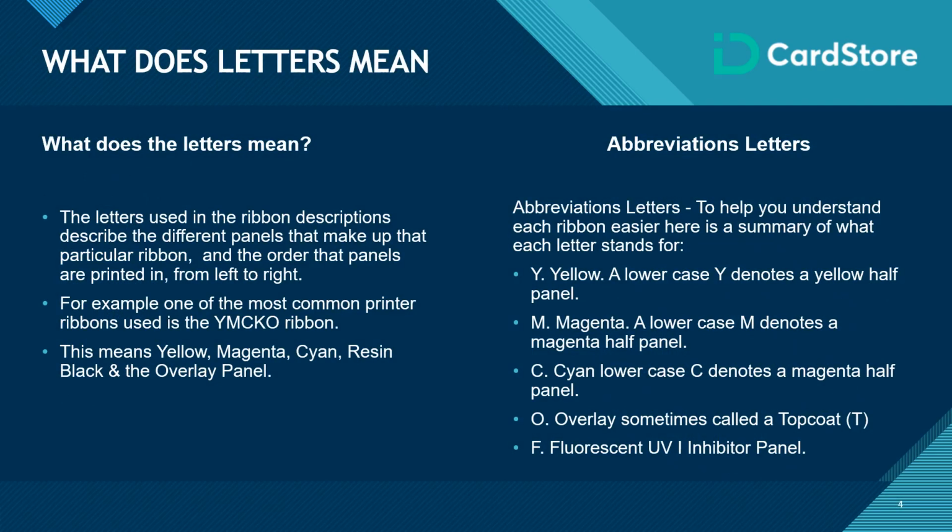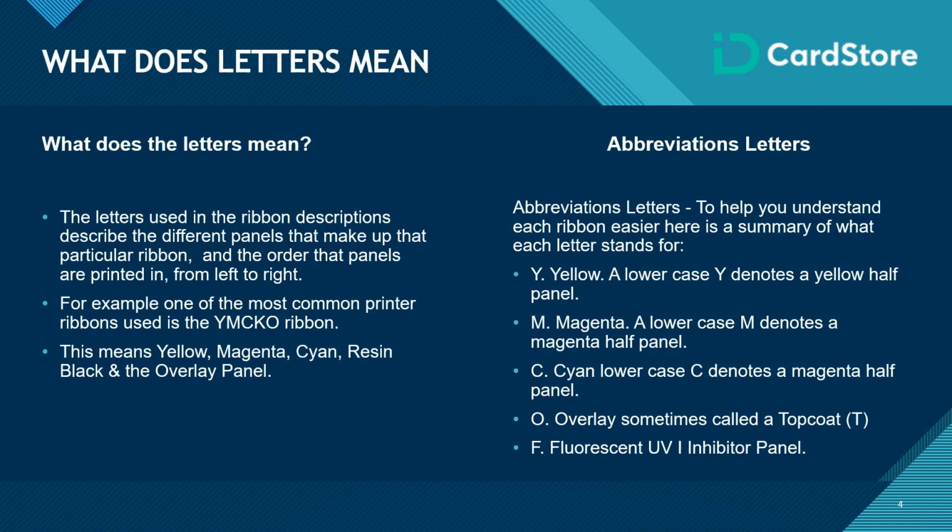What do the letters mean? The letters used in the ribbon descriptions describe the different panels that make up that particular ribbon, and the order that panels are printed in, from left to right. For example, one of the most common printer ribbons used is the YMCKO ribbon. This means yellow, magenta, cyan, resin black and the overlay panel.